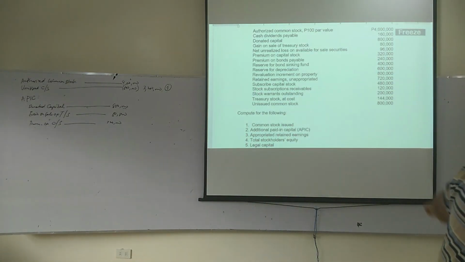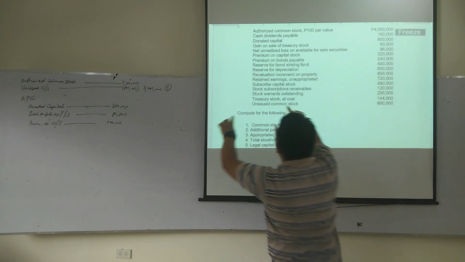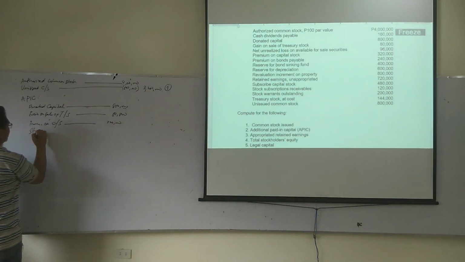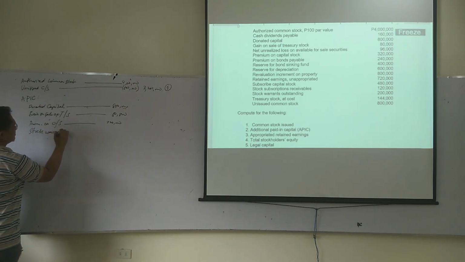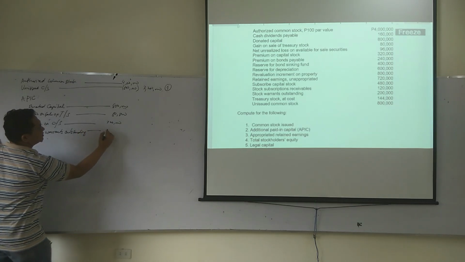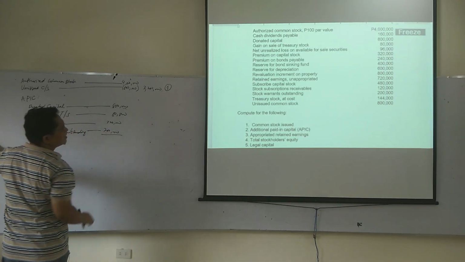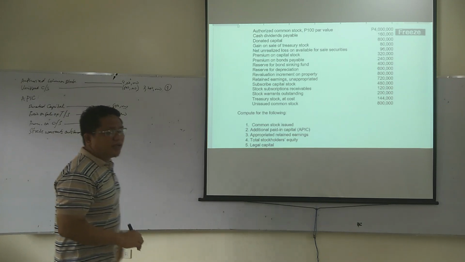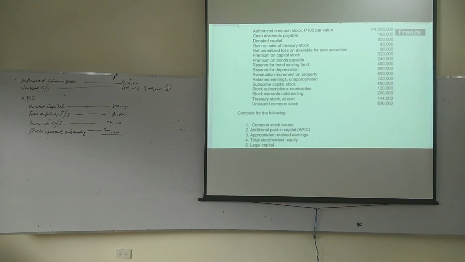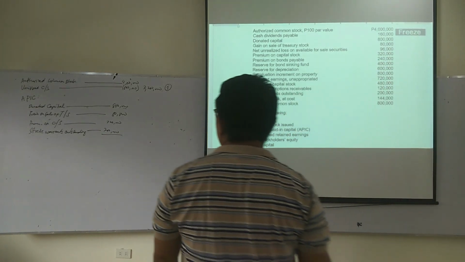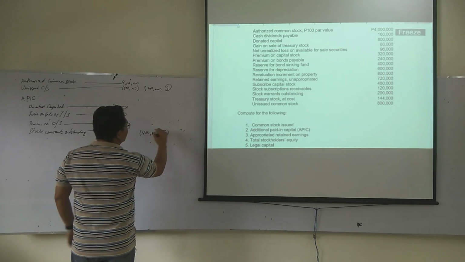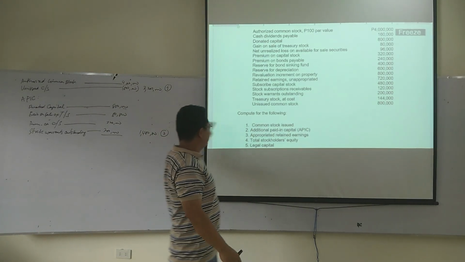So, what else do we have here? Stock warrants outstanding. Stock warrants outstanding of 200,000. So our total additional paid-in capital is 1,400,000. That's our answer in number 2.